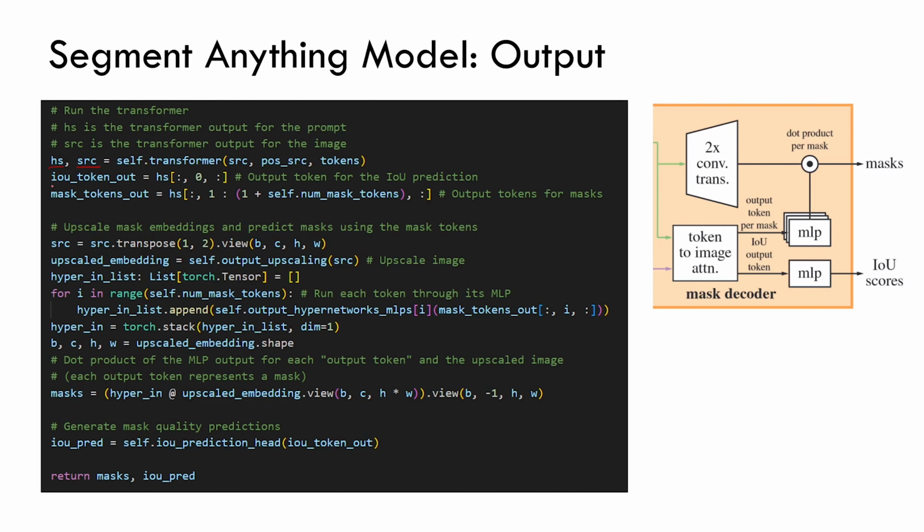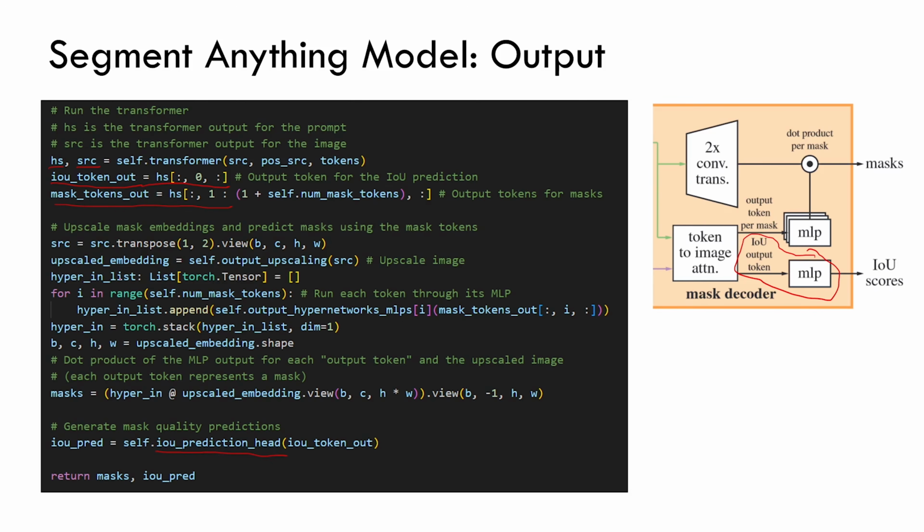And they extract the IOU token, which is the first token added to this sequence, and then they extract the mask tokens, which are the next 3 tokens, skipping the first one. Then what they do, they give the IOU token to a prediction head to predict the IOU scores, and we can see that here.